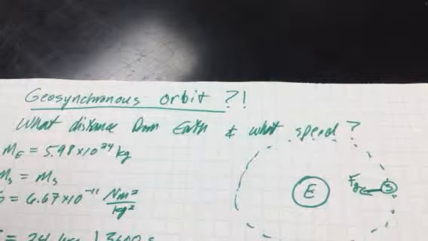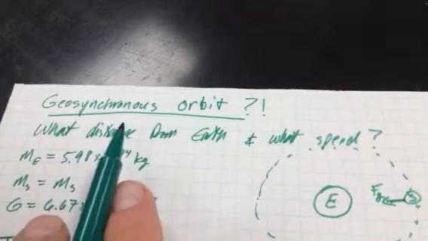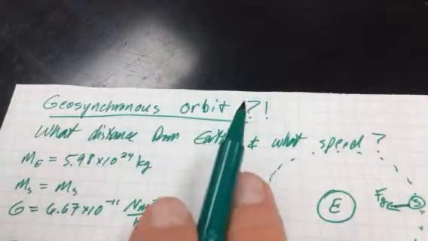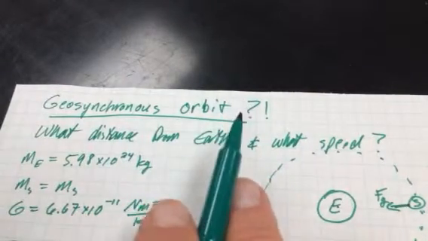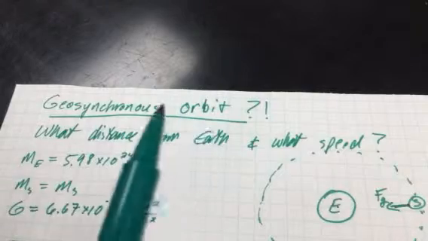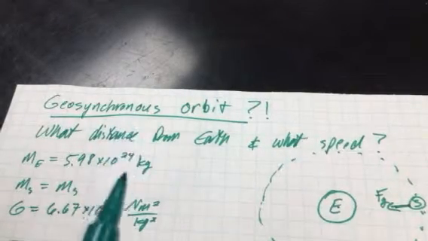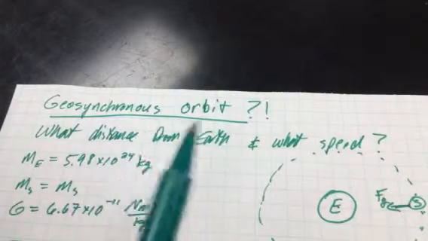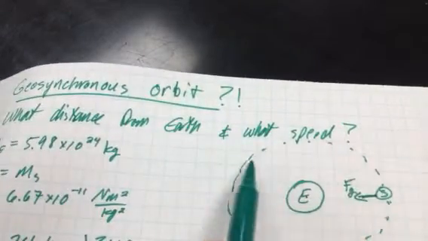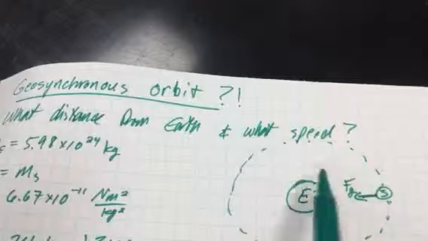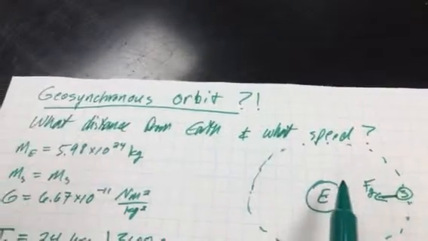There's one other piece of information we know. In order for it to be geosynchronous, that means it stays over the same spot of the Earth at all times. In order to do that, it would have to have essentially the same period as the Earth, which we know happens to be 24 hours. So in other words, that satellite is going to be circling the Earth once every 24 hours so that it's constantly over the same spot on the Earth.